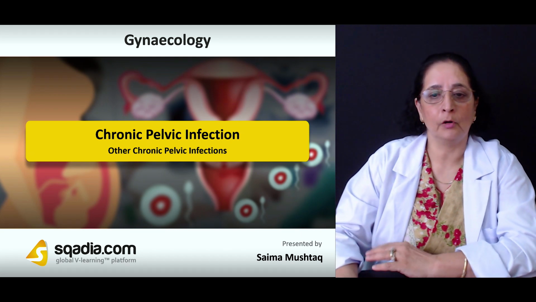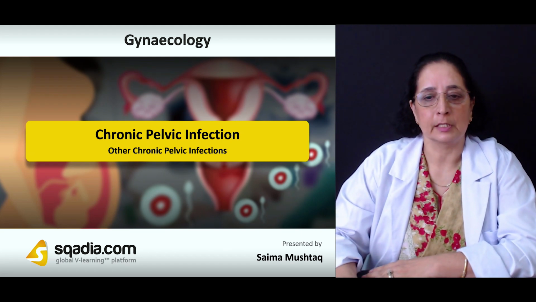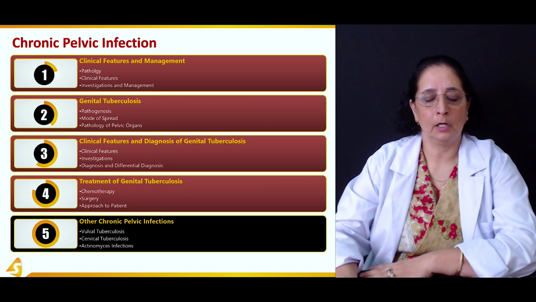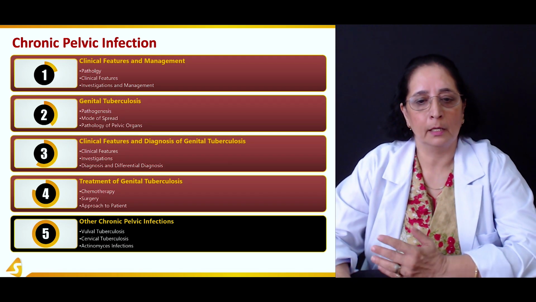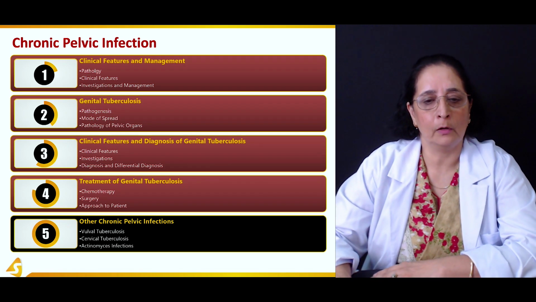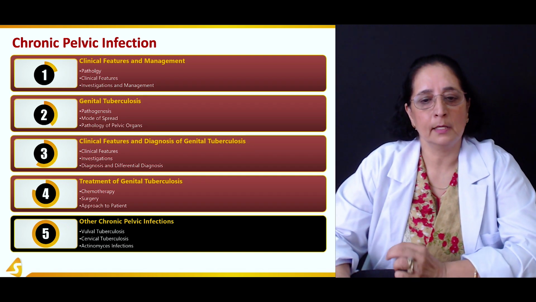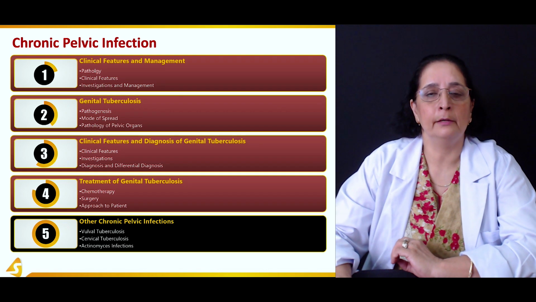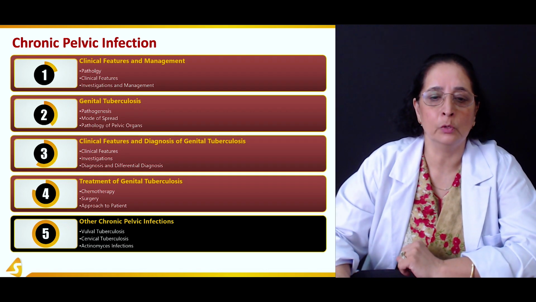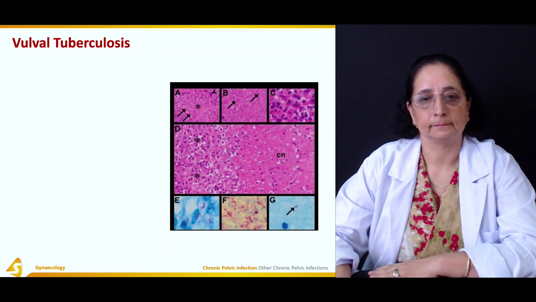In our fifth and final section of chronic pelvic infection, we will talk about some other chronic pelvic infections: tuberculosis of the vulva, tuberculosis of the cervix, and also the infection caused by actinomyces.